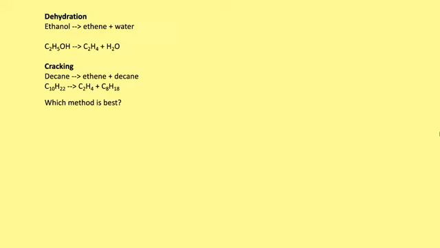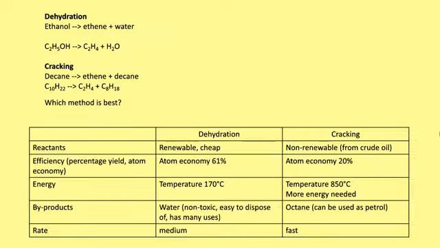So we've got two methods here to make our ethene, and we want to know which one's best. So we need to consider all the things that were on the previous slide. We need to look at the reactants, we need to look at the efficiency, we need to look at the energy, we need to look at the byproducts, and we need to look at the rate.